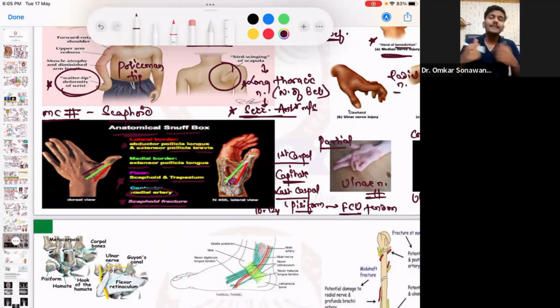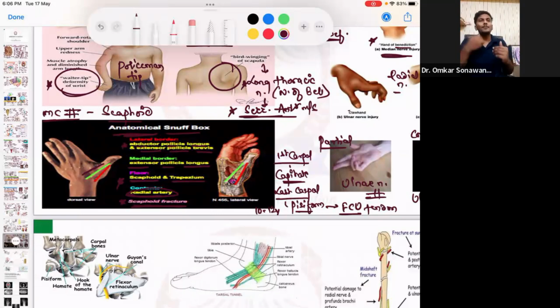Okay. And scaphoid is the second most common site for avascular necrosis, AVN. It is due to fracture at which part of the scaphoid? The most common site. Very good. The most common site of scaphoid fracture is the waist of the scaphoid.